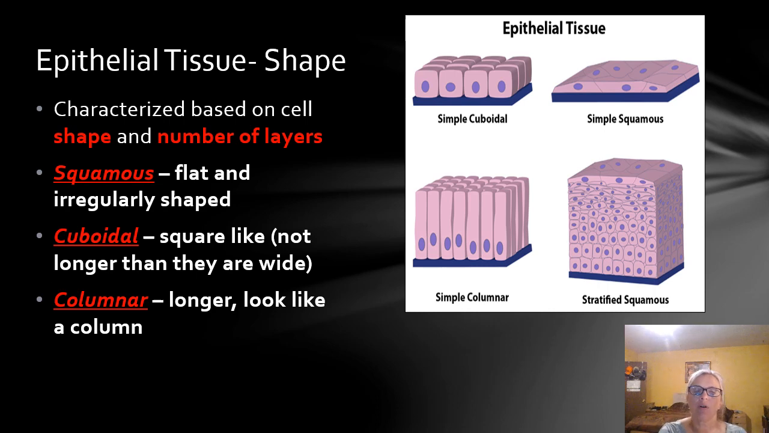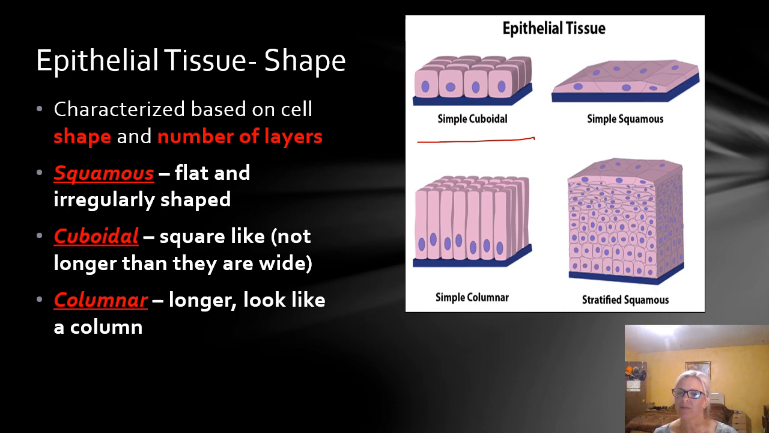So we next have cuboidal, which is going to be a squarish type shape to a cell. The cuboidal cell right over here is very square, and we definitely want to say they're square-ish. They're not true squares, but they do resemble a square. And then the last shape is going to be columnar, and these are going to be more like a rectangle. They're going to be longer and look more like a column.